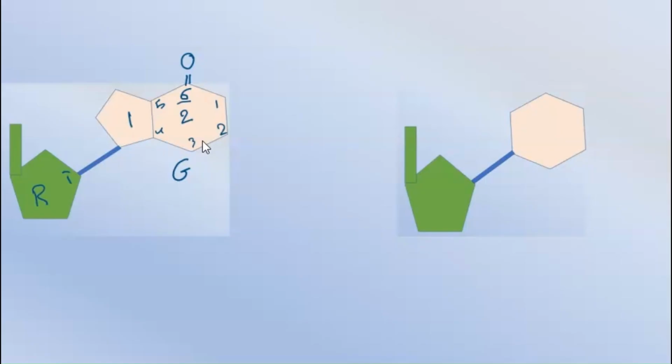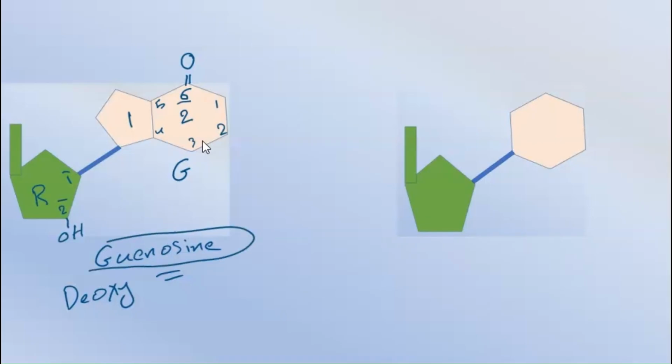Well, you can't really tell yet. Why? Because it could be either guanosine or it could be deoxyguanosine. So, how do we know? Well, if there's a hydroxyl group at 2', then you know that this is an RNA, and so it's called guanosine. If there is no oxygen here, only a hydrogen, at the 2' on the ribose, it's called deoxyguanosine.